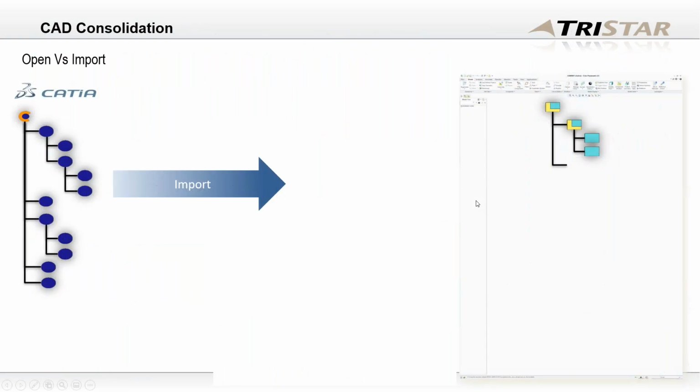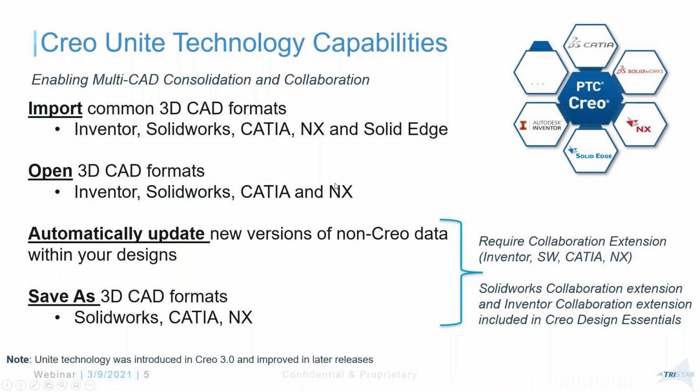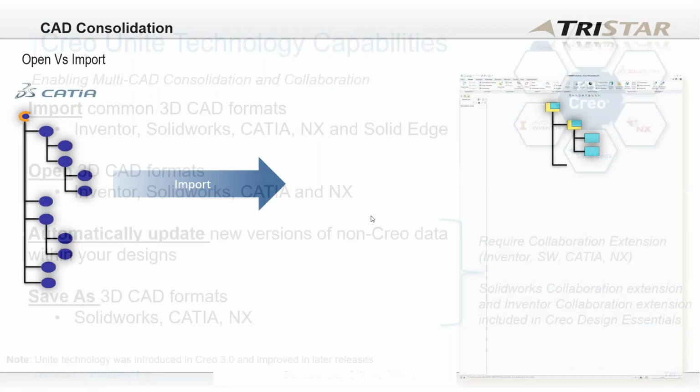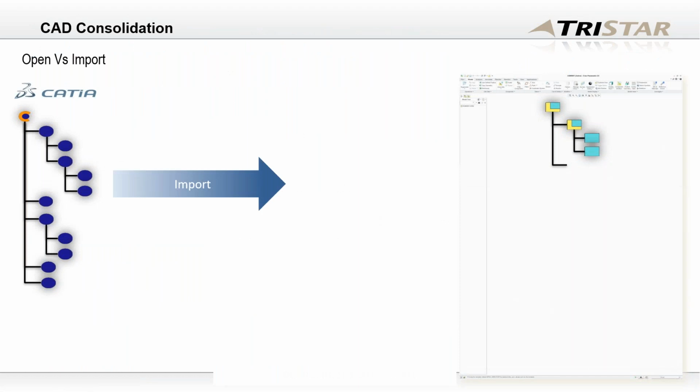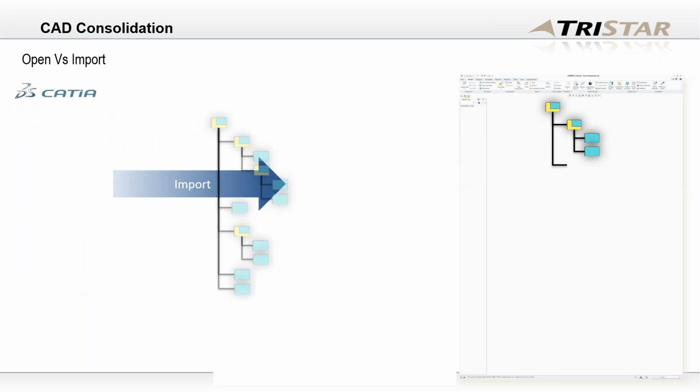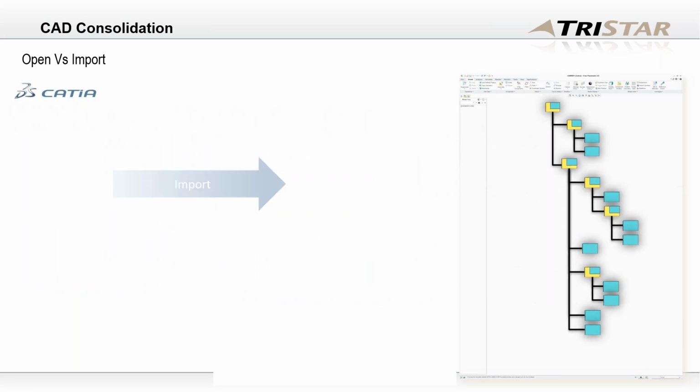Now, just to demonstrate or talk through the difference between import versus open, if you were to import, let's say, a non-Creo assembly, like a CATIA or a SolidWorks assembly into Creo, what's really happening is whenever you import, the system is converting every single object, that part or assembly, everything, into a Creo format file immediately, right? So that's what used to be the traditional process of importing.